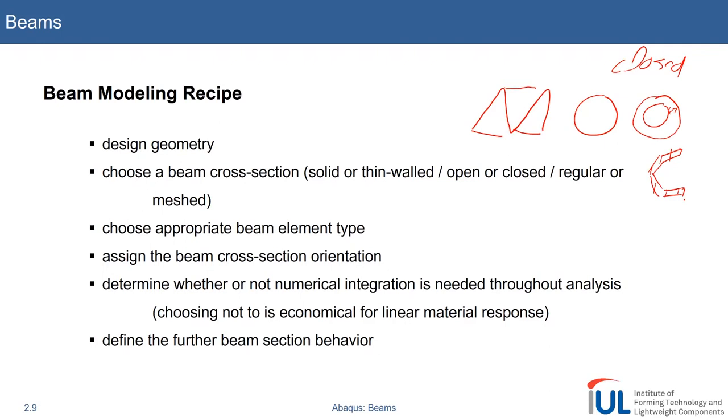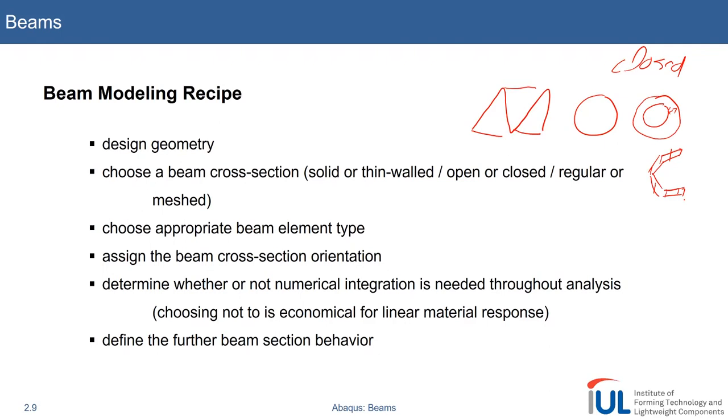Choose an appropriate beam type element. We talked about this a lot now, so Timoshenko, Euler-Bernoulli, hybrid pipes and so on. So think about your problem and then go for it. Assign the beam cross-section orientation. We'll talk about this a little bit in the example which comes right after the recipe. And determine whether or not numerical integration is needed throughout the analysis.